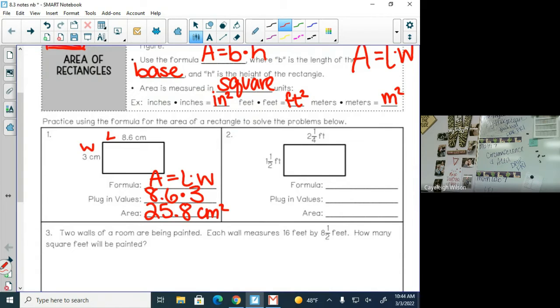Okay, the next one, number 2, has fractions. That's okay. You've got options. And I'm hoping as 7th graders, we know what decimals these are. 2 1/4 is 2.25. So if you want to convert that to 2.25, nothing wrong with that. And 1.5. So if that makes you feel better to do decimals instead of fractions, go for it.